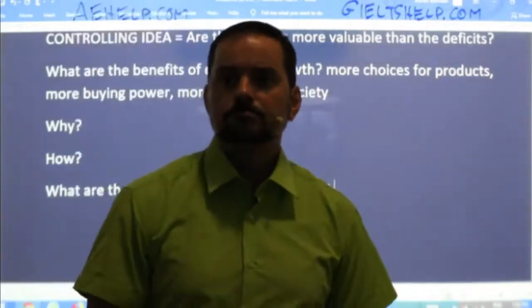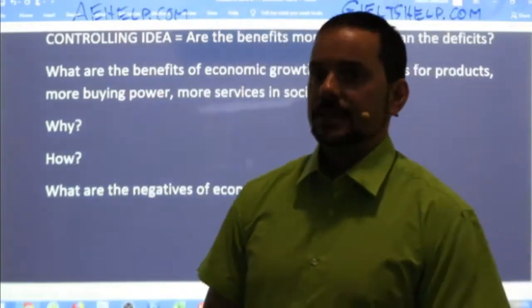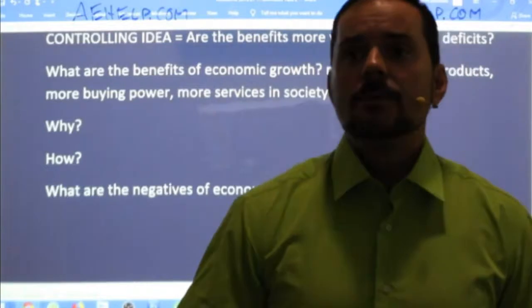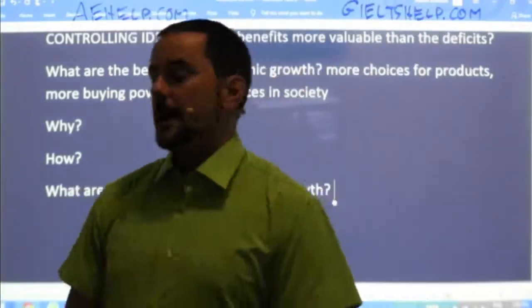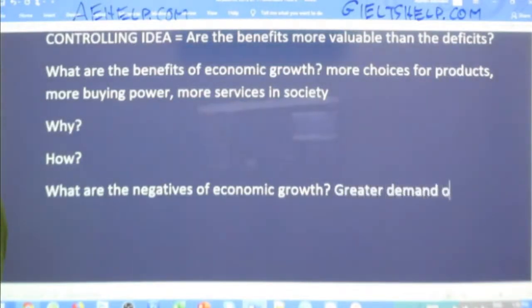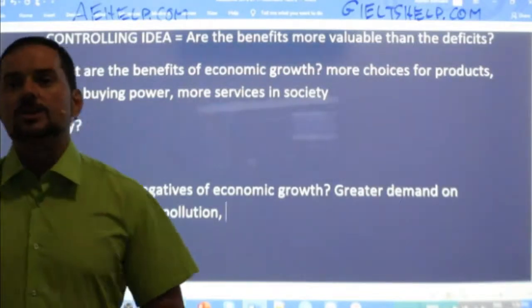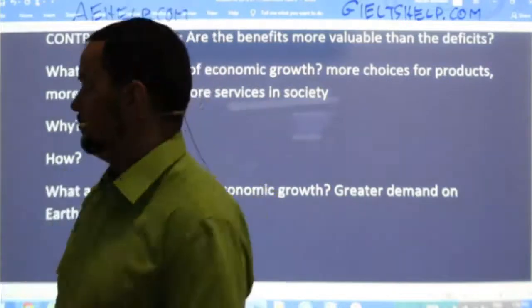Okay. All right, Hung, I really like your critical thinking, and I think you were visualizing there. The deficits are environmental damage, more waste, and more carbon emissions. Yes, absolutely. The negatives of economic growth, as we can see in the world, are greater demand on Earth's resources, pollution, which includes carbon emission, right? So Hung, you're kind of rolling the why and the how in there, right?